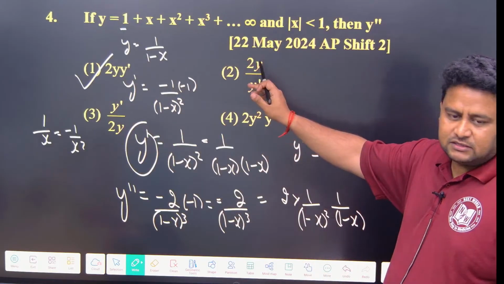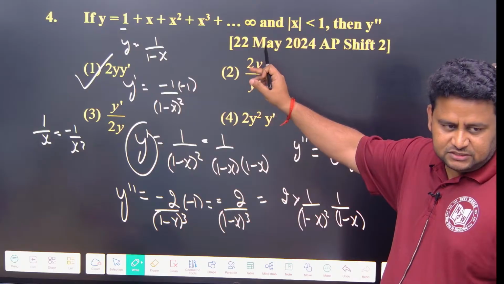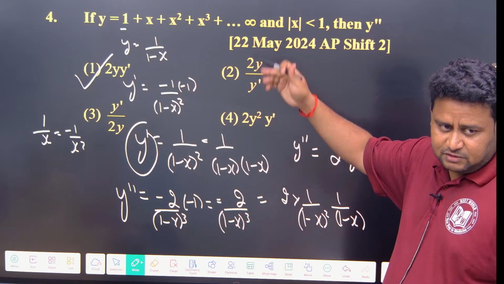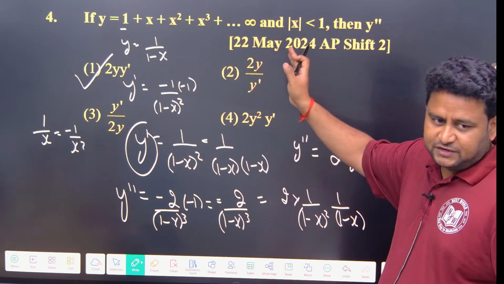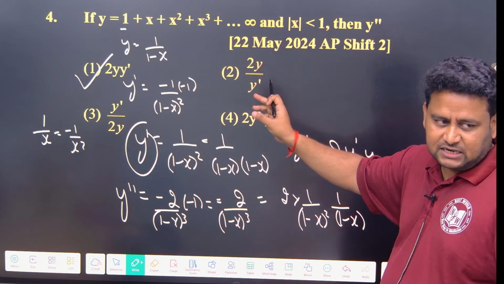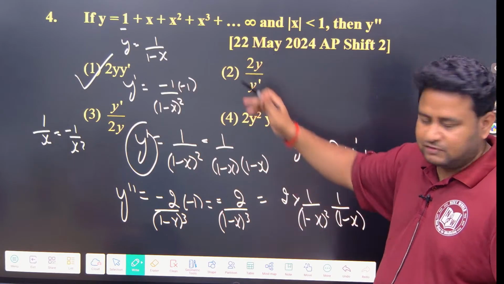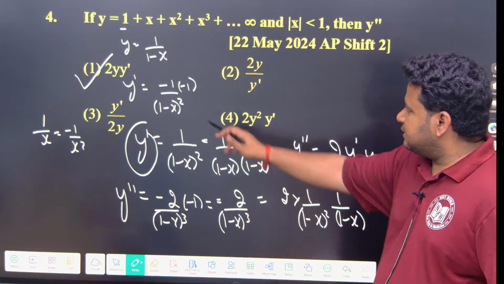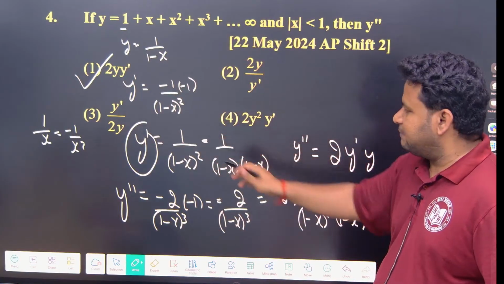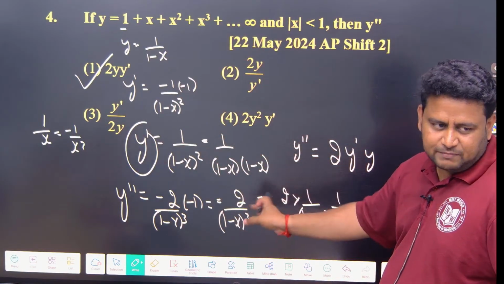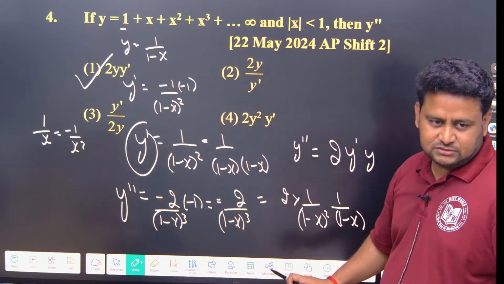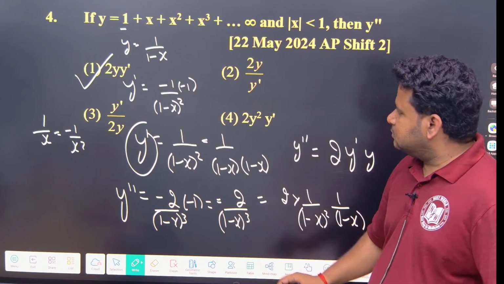First thing here, what the concept is: GP, sum up to infinity of a GP. Sum of terms up to infinity is a by 1 minus r. Here r is x and a is 1, so that is y. Then you will do y dash, then y double dash. You have to manipulate something to get it in the form of the options. Okay, understood? So what we will do here?